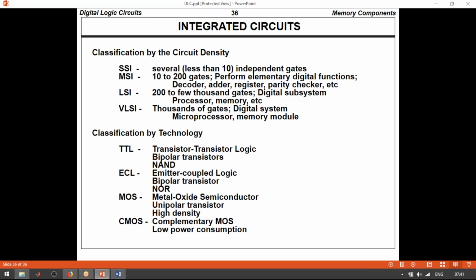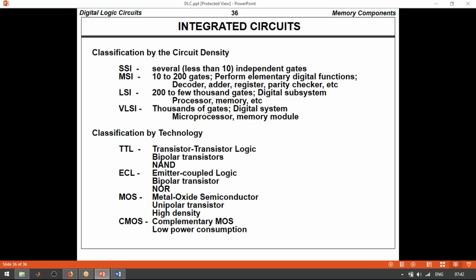So integrated circuit classification we already saw in the previous class. And then in technology, we have 4 types classified. One is transistor logic, then emitter coupled logic, then metal oxide semiconductor, then CMOS, complementary metal oxide semiconductor. The transistor logic uses bipolar transistors. These transistors are used in the previous small scale devices. In emitter coupled logic, we are fabricating the ICs in the form of ECL logic.